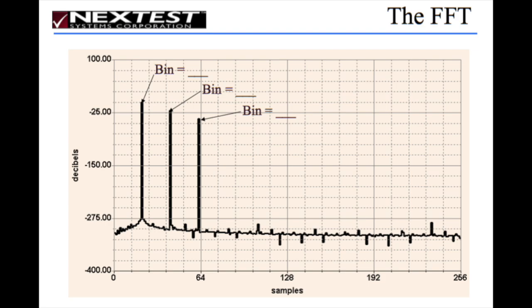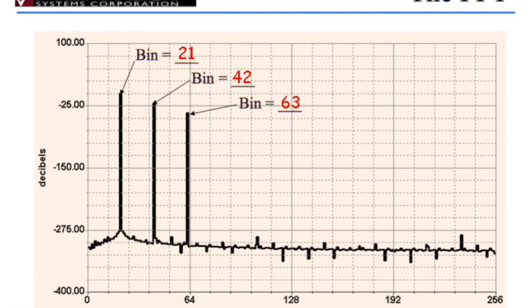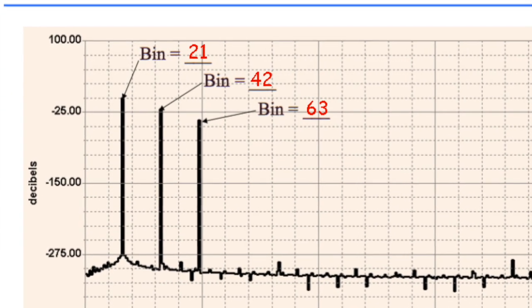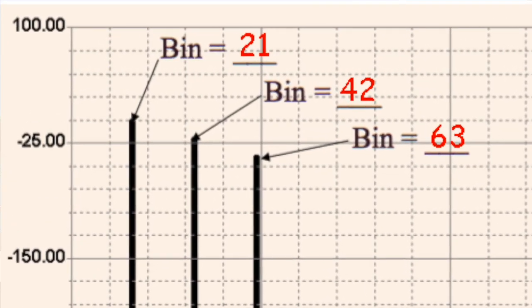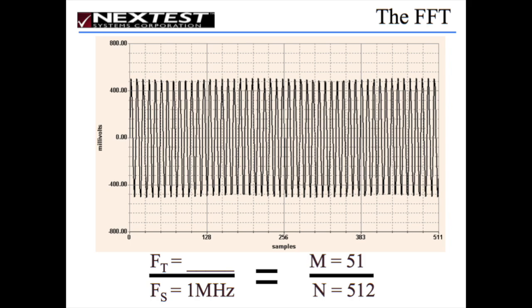Because M was 21, we know for a fact that the fundamental is in bin 21. You should be able to determine that. The second harmonic is in bin 42, and the third harmonic is in bin 63. Okay, so it's really easy. You take M, you multiply by 2 for the second harmonic, you multiply by 3 for the third harmonic. And again, the fundamental is 0 dB, the second harmonic is minus 20 dB, and the third harmonic is minus 40 dB.